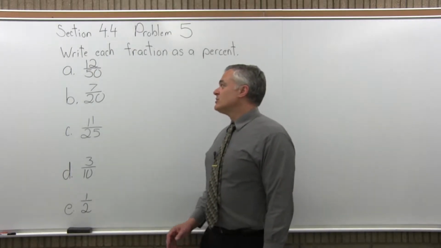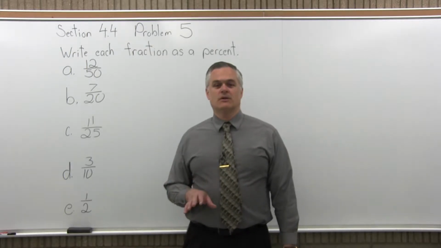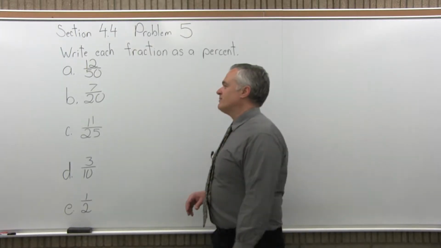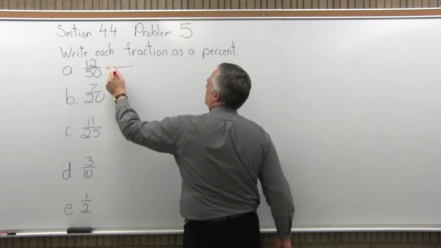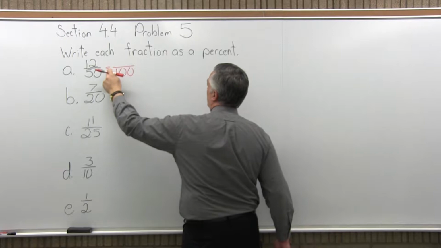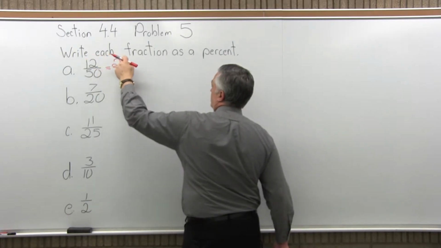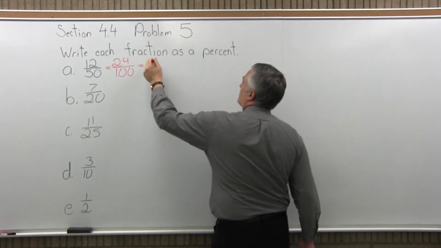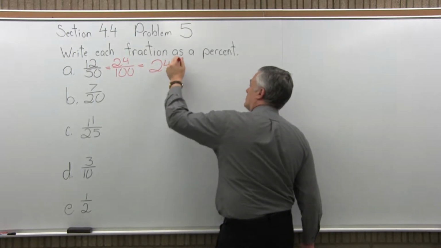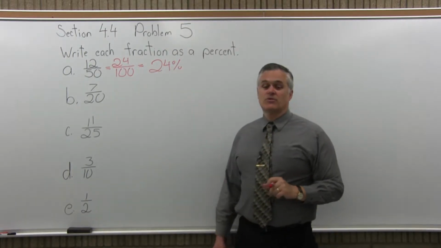So the way I like to do problems like this is if you can easily convert the denominator to 100, do it. If not, you have to do a division. Well, 50 can easily be made into 100 by doubling it. But if you double the denominator, you must also double the numerator. So when you double 12, you get a 24. Now, when the denominator is 100, the percent is whatever the numerator is, so 24%. 12 over 50 is the same as 24%.